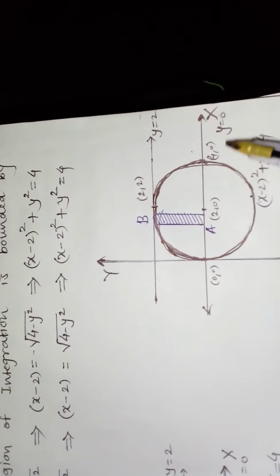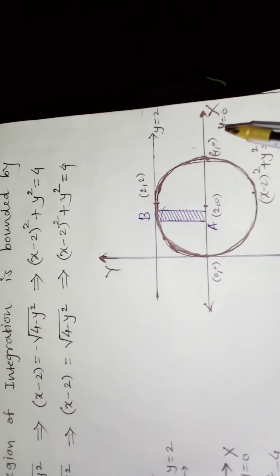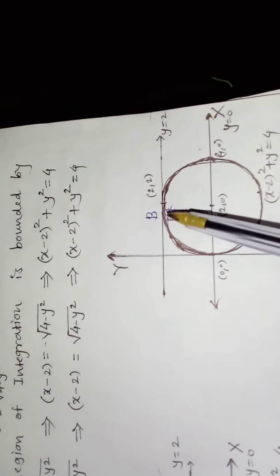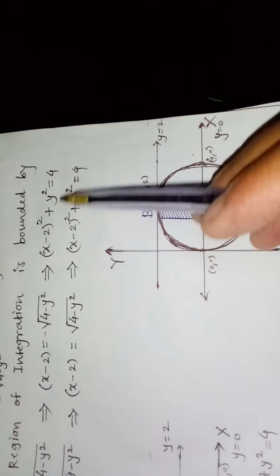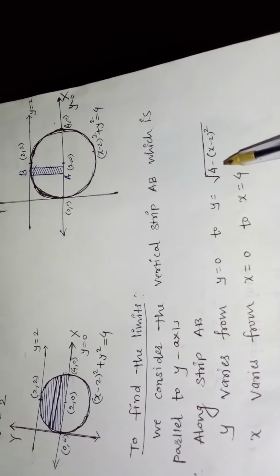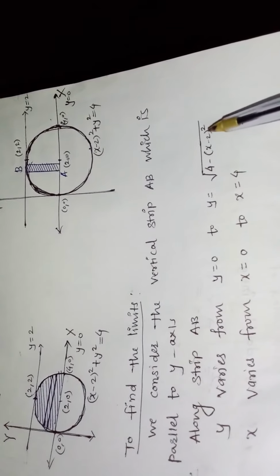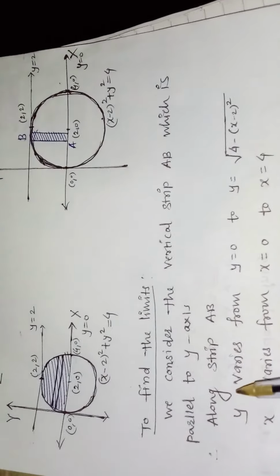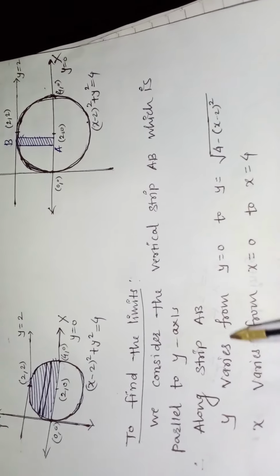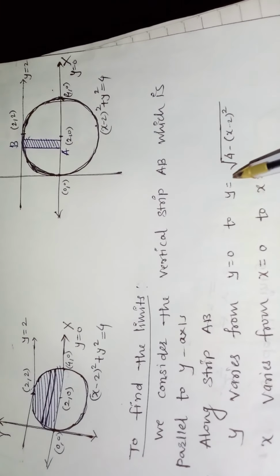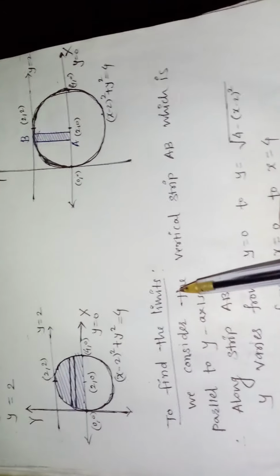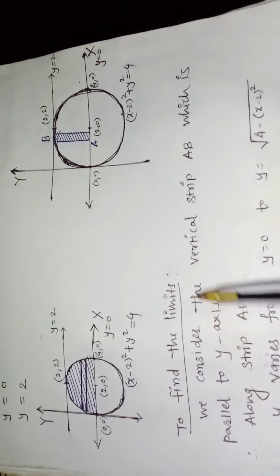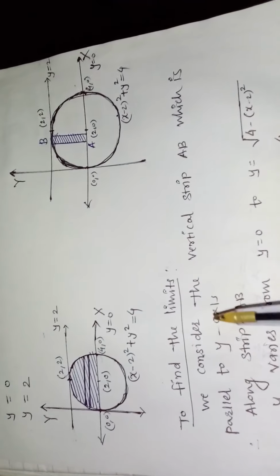That means the limits of y are from y equals 0 to y equals this equation of the circle. Therefore if I rearrange this equation of the circle for y, it will be y equals square root of 4 minus bracket x minus 2 bracket square. So that is the variation of y. y varies from y equals 0 to y equals square root of 4 minus bracket x minus 2 bracket square.